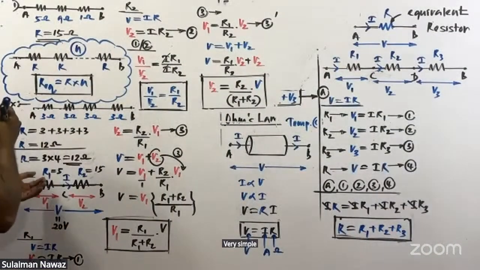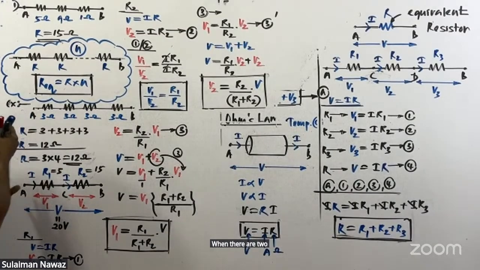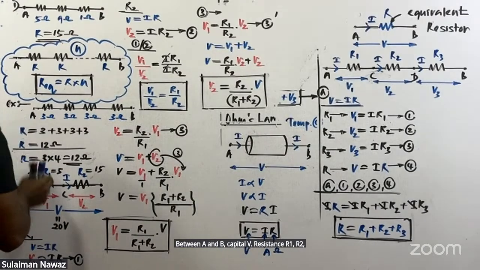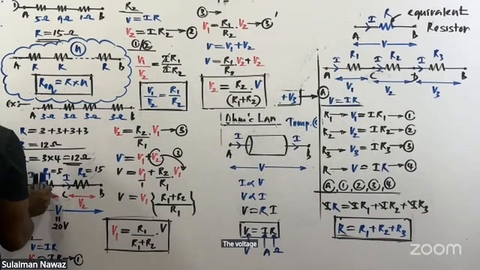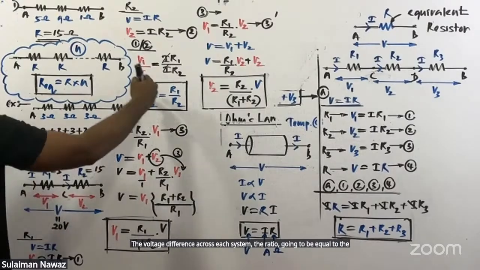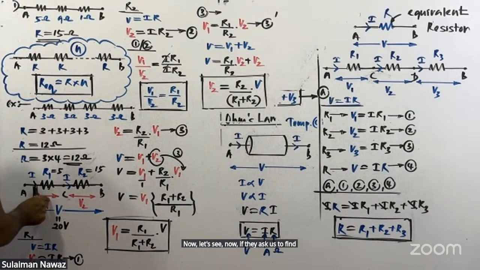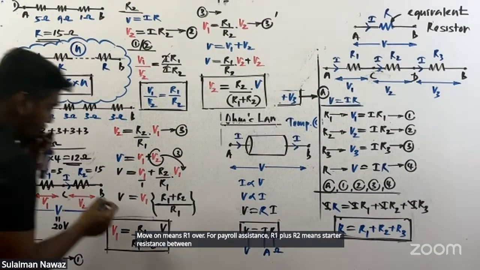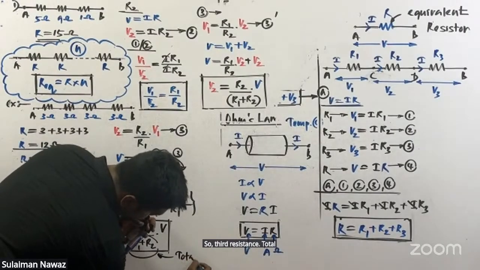Very simple. When there are resistors in series, to understand the concept, initially I have taken only two resistors. If we apply a potential difference capital V between A and B, with resistances R1 and R2, we notice the voltage difference across each resistor is V1 and V2. The ratio V1 to V2 is equal to the resistance ratio R1 to R2. If they ask us to find V1, the voltage across the R1 resistor, then V1 is R1 over the total resistance. R1 plus R2 is the total resistance between A and B. Am I correct?